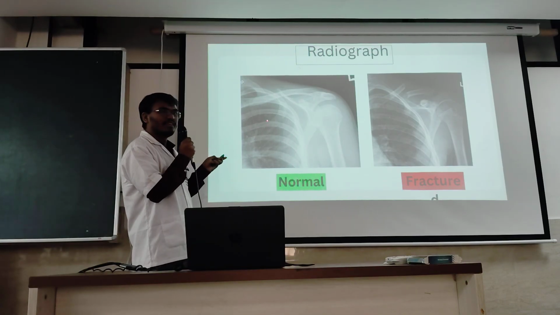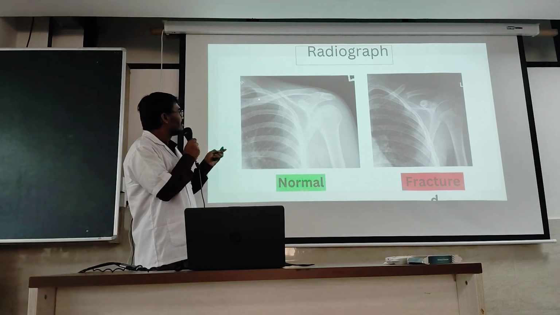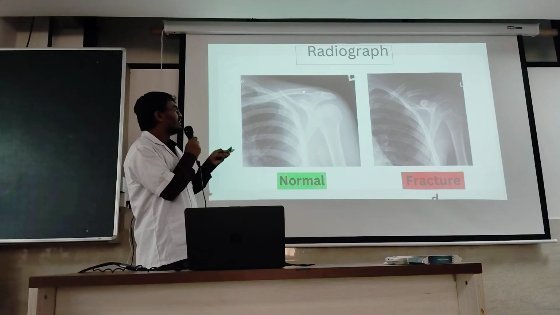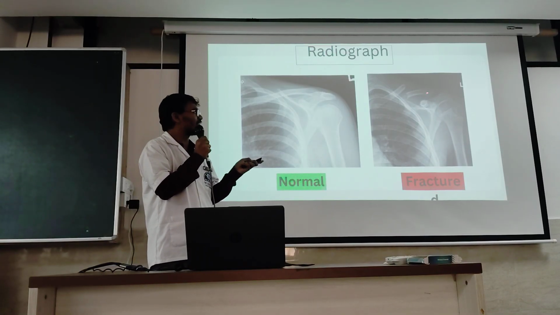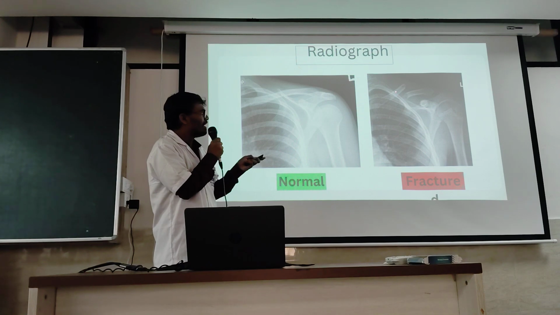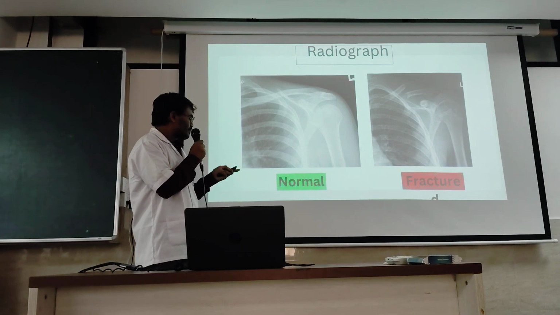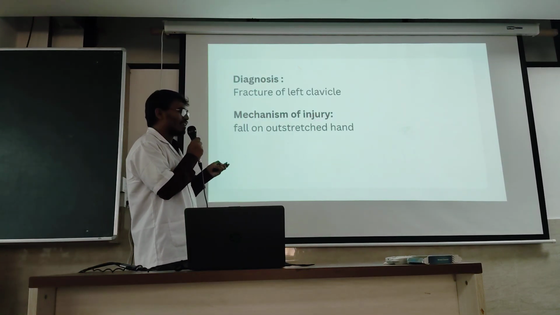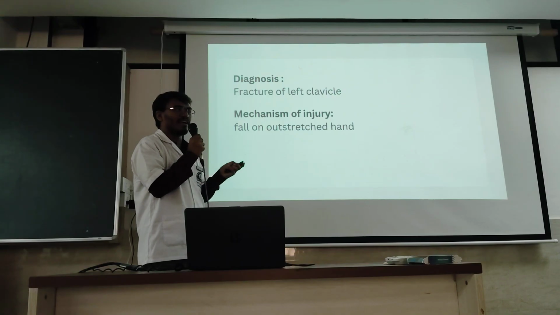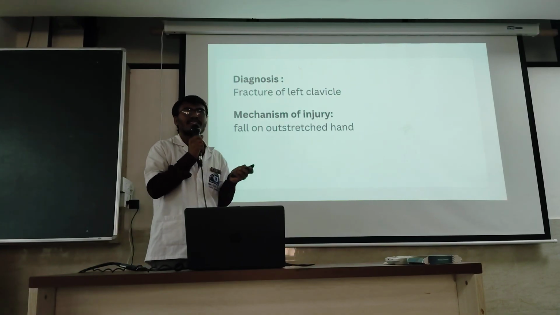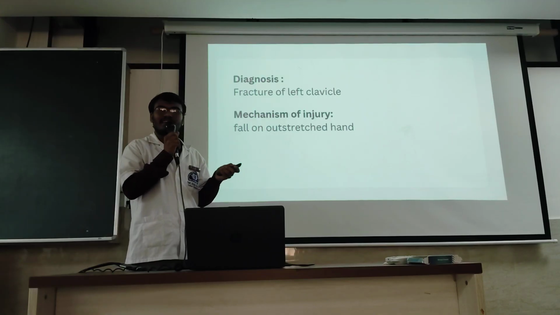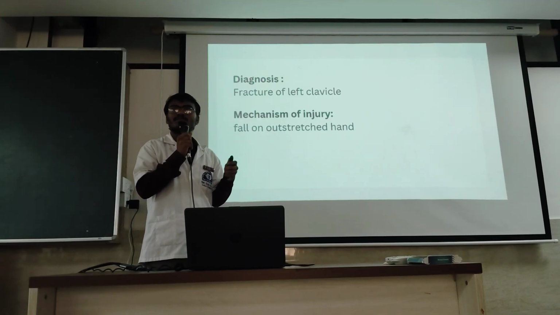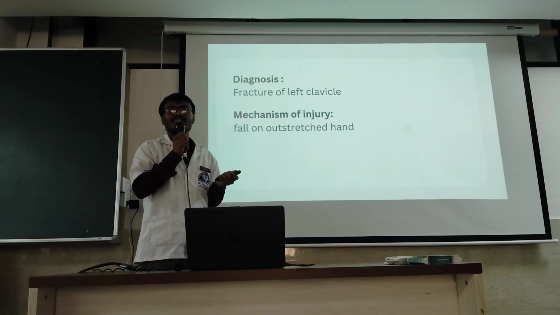It is a normal clavicle in which we see the clavicle is smooth and continuous. This is the radiograph of our patient in which we see his clavicle is fractured. So we can interpret from this that our patient has a fracture of the left clavicle. The mechanism of this injury is a fall on an outstretched hand. When we fall on an outstretched hand, the weight of the upper limb is transferred to the clavicle and the clavicle gets fractured because it is thin and also curved.